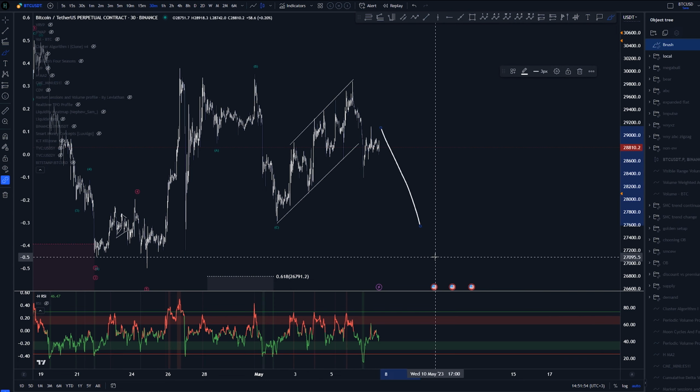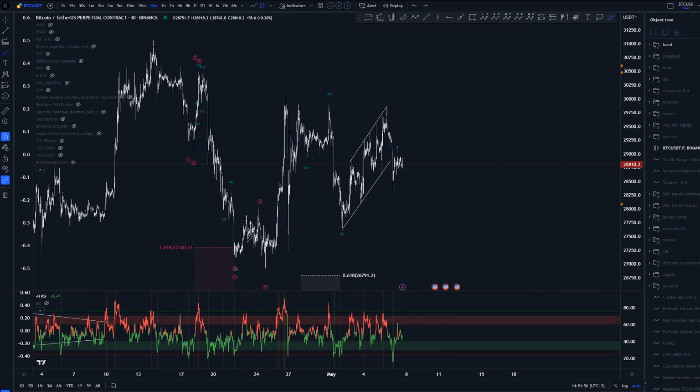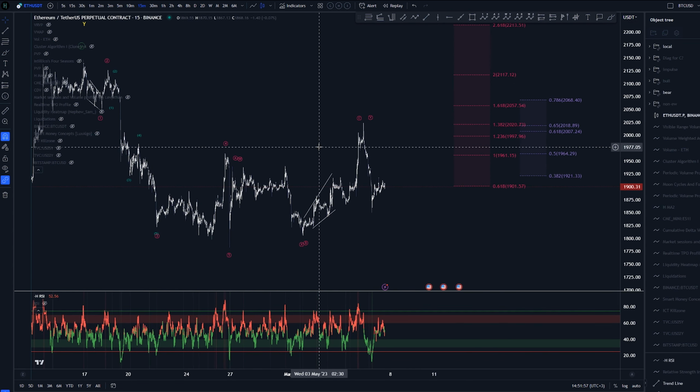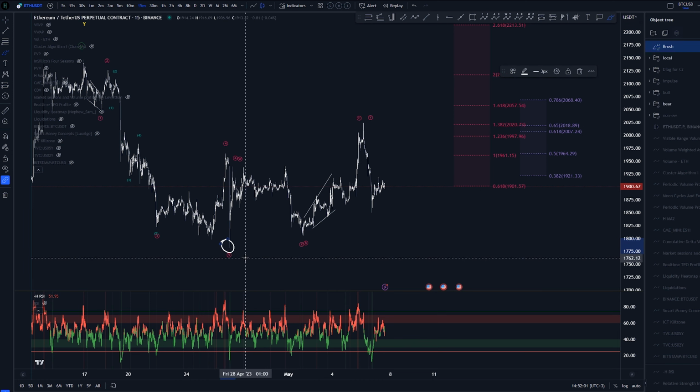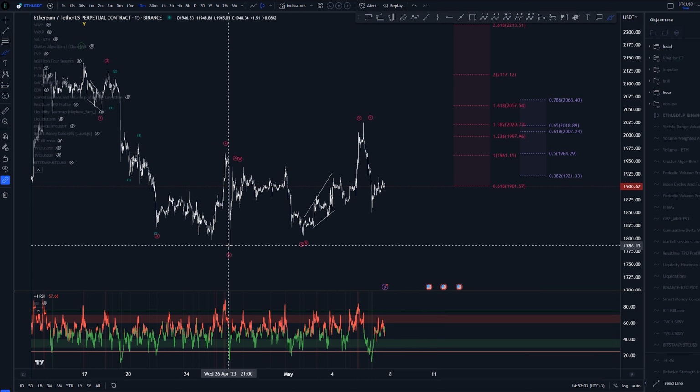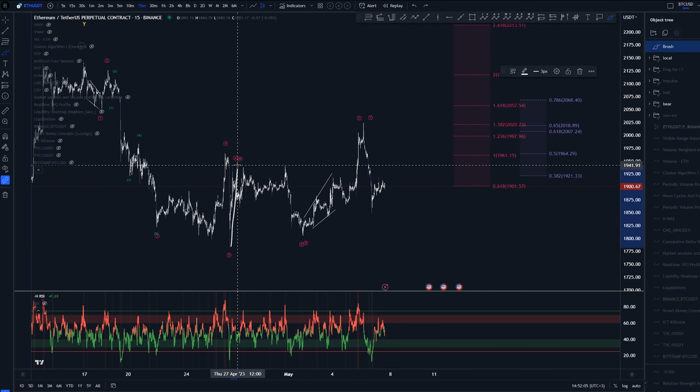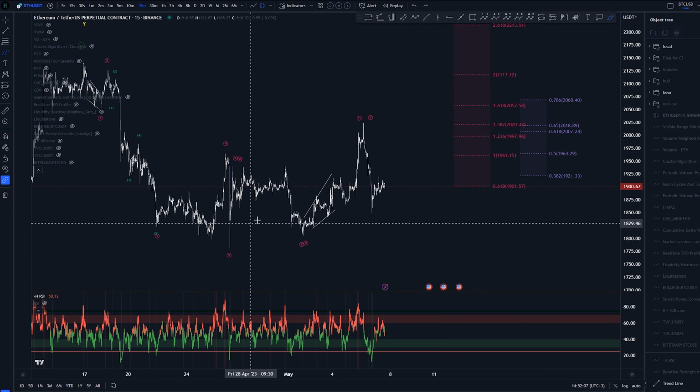Bitcoin definitely looks like it. ETH, let's take a look at that. In my opinion, ETH is way better here. Again, if we end the 5th wave here at the lows of the 26th of April, we can have this as an A, B, and C, or a WXY.